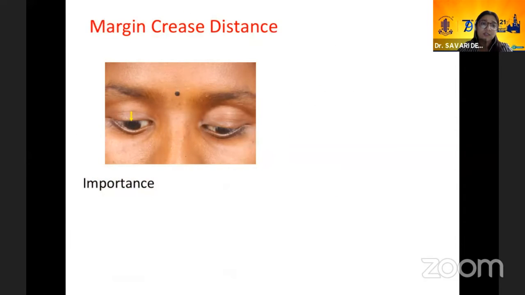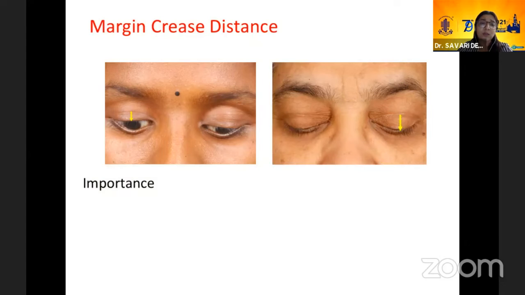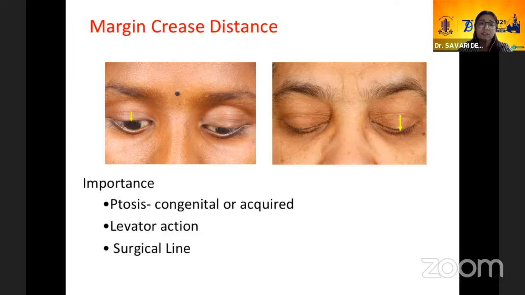Coming to margin crease distance, we measure it while we are looking from down to up when the lid crease starts forming. And the importance is it gives us an indication whether it's congenital or acquired as an aponeurotic ptosis. It gives us an indication of the levator action, and of course, it's a surgical line.